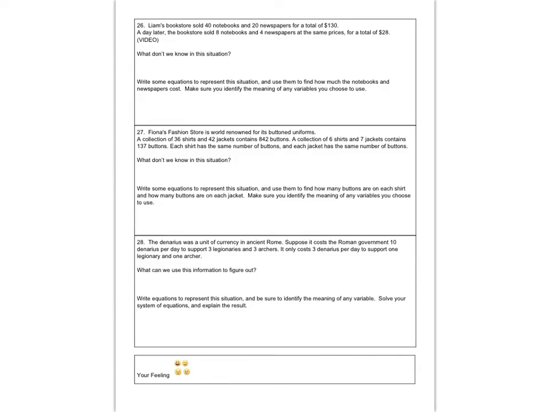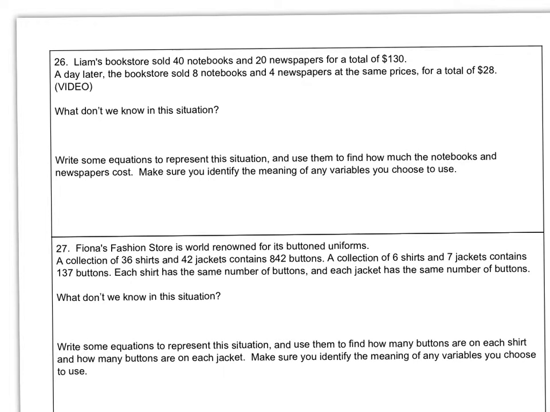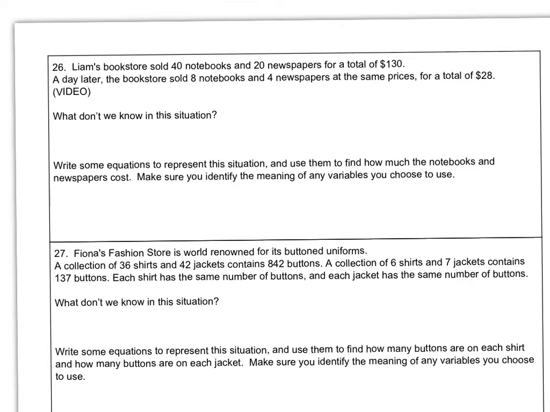Okay, let's look at a word problem, and this is going to involve Liam's bookstore, which sold 40 notebooks and 20 newspapers for a total of $130. A day later, 8 notebooks and 4 newspapers at the same prices for a total of $28. So we know how many notebooks were sold and how many newspapers were sold. We don't know the cost of the notebooks, although it doesn't look like it. That's supposed to be a dollar sign. That's even worse. Okay. There we go.